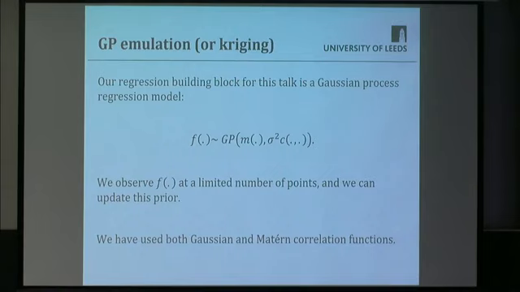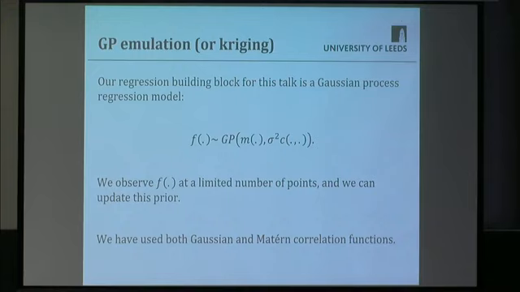Of course, this morning we've already heard about emulation and Gaussian processes, so I don't need to dwell on this too much. But for the more technical-minded, we've got a Gaussian process which is a prior over our functions. We've got some mean M, some correlation functions C, and some sigma squared. Essentially, we're going to observe our expensive function, or spatial process, at a limited number of points, and use these data to update our prior. In what we've done, we've used both Gaussian and Matern correlation functions.